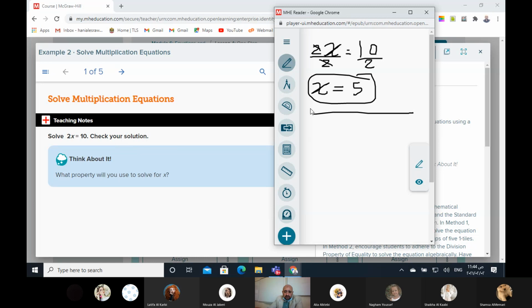How to check if this solution is true or not? Go back to the same equation. We have 2x equals 10. Substitution. Put the value of x. Is it 2 times the value of x, which is 5? Is it 2 times 5? Is it equal to 10? Two times 5 is 10. Yes, equal to 10. So this is the right solution. Who has any question here? No one.